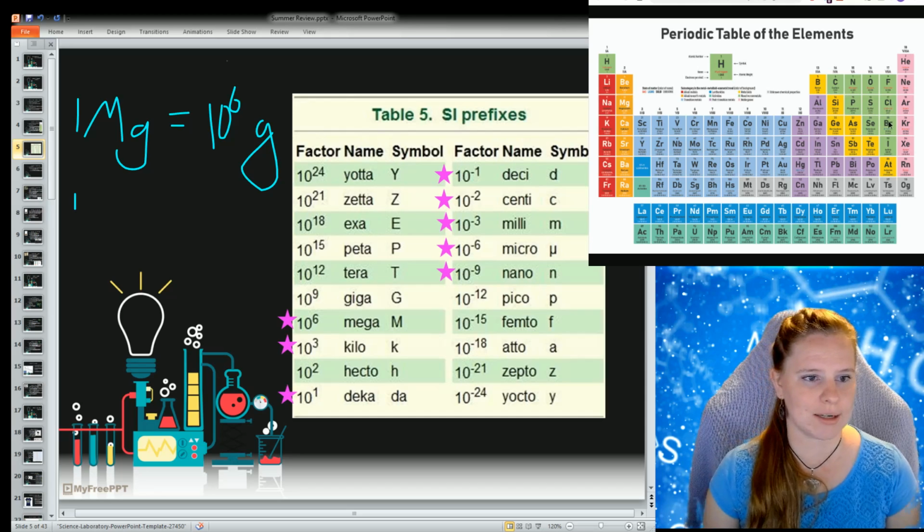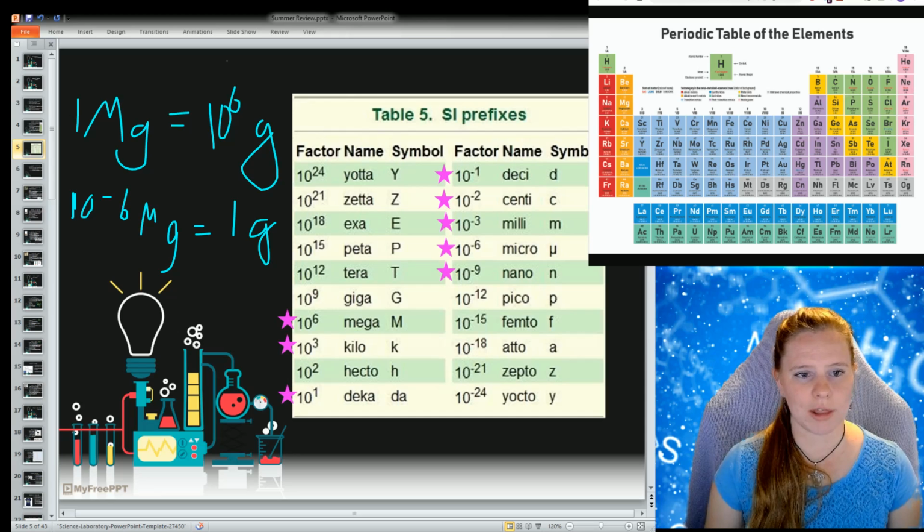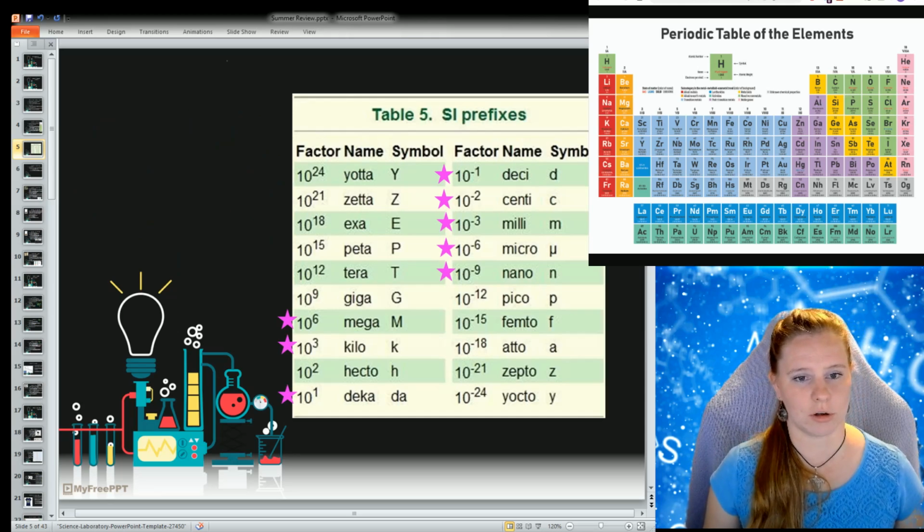You could say that 10 to the negative 6 megagrams is equal to 1 gram. And I'm sorry, my pen is not the best here. Like that. Okay, so either of those is a true relationship, and that would be true for all of these things that you're going to see here.